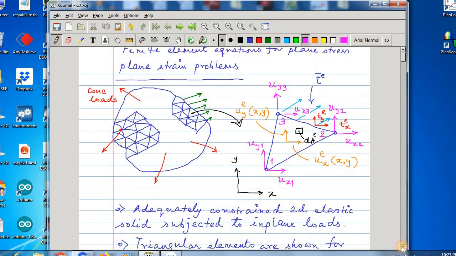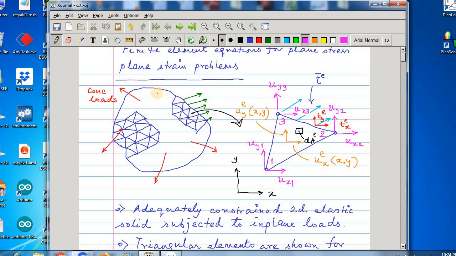So suppose you take this body, which is an adequately constrained 2D elastic solid subjected to in-plane loads. These are the in-plane concentrated loads, and this is an in-plane surface traction or surface force, which is load per unit area of the surface.